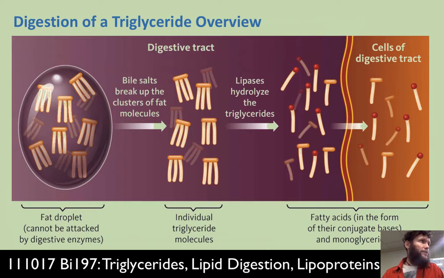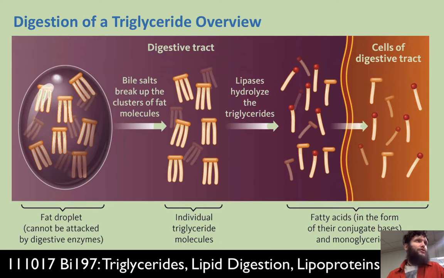But the bile salts are going to break up those clusters of fat and essentially emulsify it. Bile is an emulsifier. It's also an emulsifier, amphipathic molecules. Then there are going to be some enzymes called lipases. Lip refers to the lipid, and -ase means an enzyme that's going to work on cutting them. So the lipases are going to hydrolyze the triglyceride.